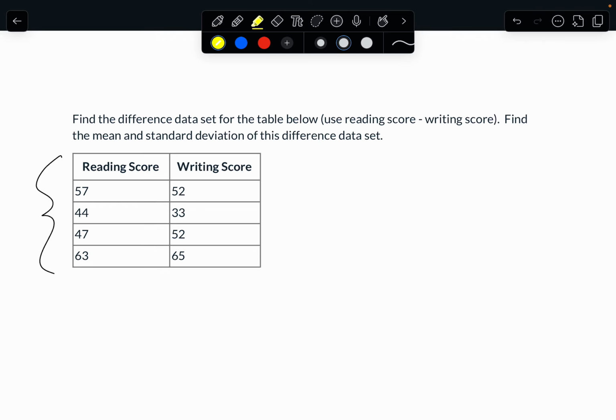And the thing we're going to keep in mind here is we want to use the reading score minus the writing score. So we're going to be subtracting reading minus writing. This is helpful to know because last time when we set up our null and alternative hypothesis, we set up mu sub d to be mu sub r minus mu sub w, meaning the mean of the reading scores minus the mean of the writing scores. So, okay, we know what the order of subtraction is going to be. Let's actually go and find this difference data set.